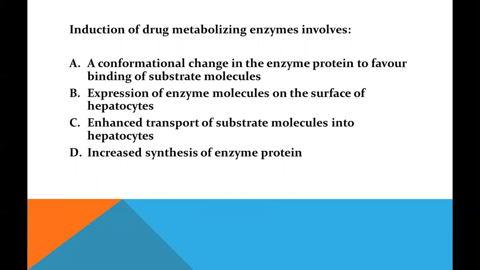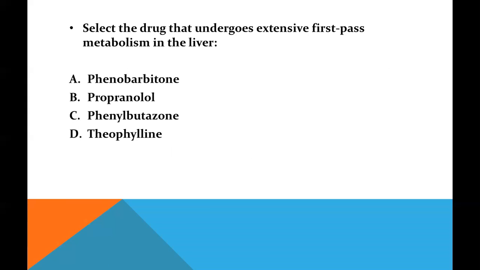The next question is, induction of a drug metabolizing enzyme involves. The options are: A, a conformational change in the enzyme protein to favor the binding of substrate molecules. Option B is expression of enzyme molecule on the surface of hepatocytes. C is enhanced transport of substrate molecule into the hepatocytes, and D is increased synthesis of enzyme protein. So the correct option is option D, increased synthesis of enzyme protein. Now moving to the next question.